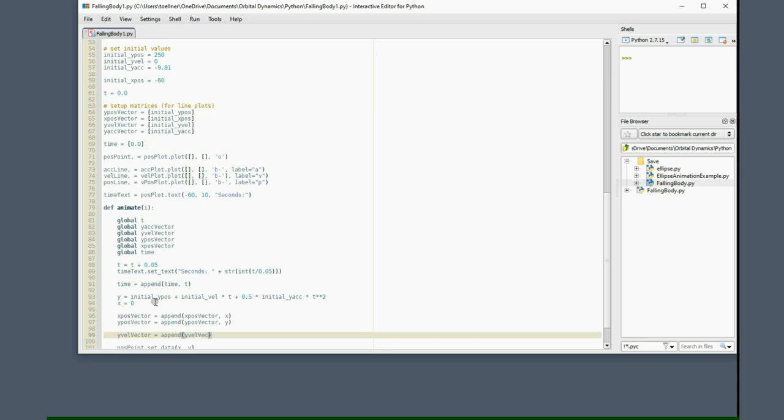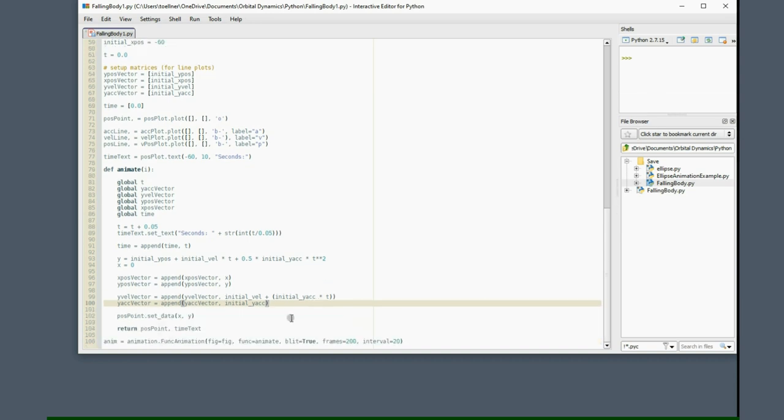The y velocity vector. And velocity is initial velocity plus initial acceleration times time. And acceleration is the initial acceleration. And this is pretty simple because acceleration is constant. And then I need to set data for each of these.